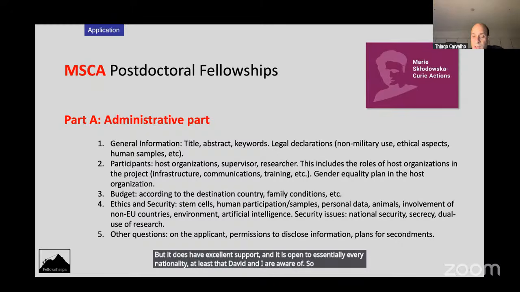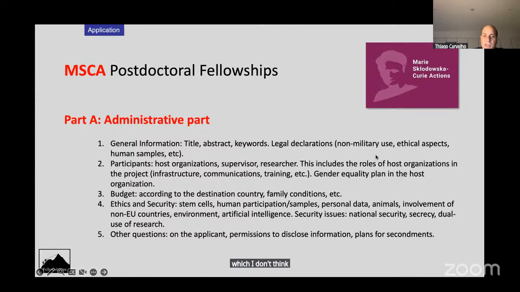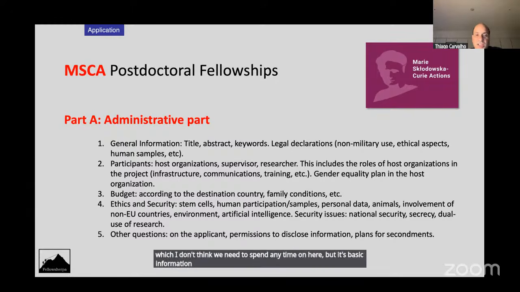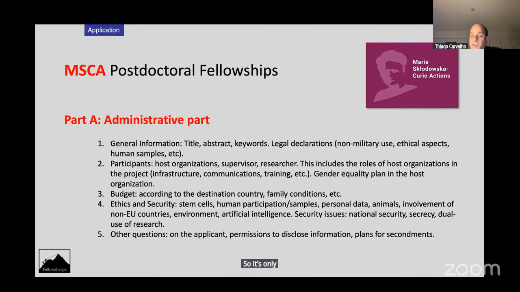So it's a long application. You will need help. It starts with an administrative section, which I don't think we need to spend any time on here, but it's basic information, budgets, the project titles, the abstracts, all these things. Unlike the EMBO process, the abstract doesn't really matter here. The reviewer will always have the full-length application, so it's only for the public-facing part of your project if it is approved.